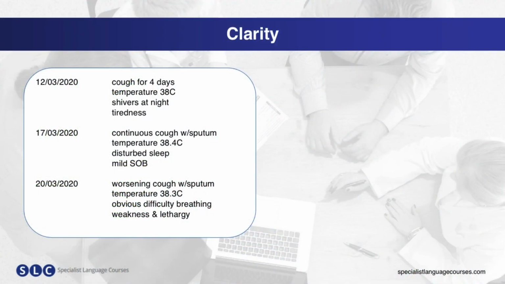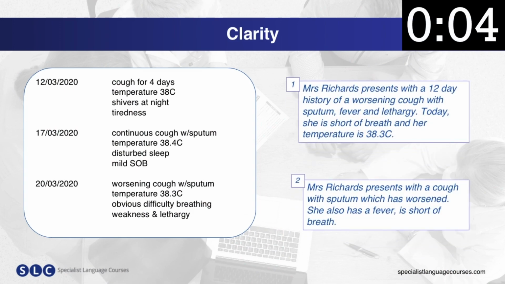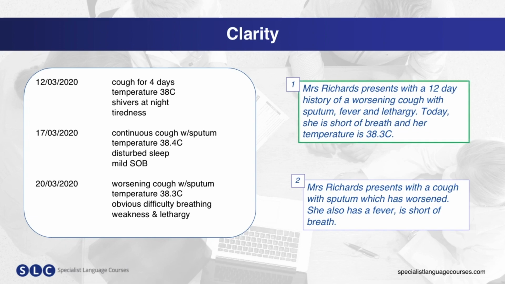Now let's look at another extract from some case notes. Look at the two summaries on the right-hand side. Which one do you think is clearer and easier to follow? What do you think? That's right, the first example is better. It clearly expresses the timeline, the worsening symptoms, and also today's situation. Whereas the second example does not really provide a clear timeline for the symptoms, and is also a little vague by not giving the reading of the temperature.